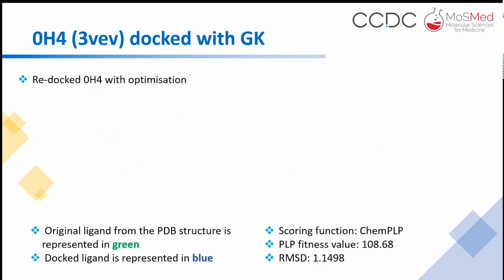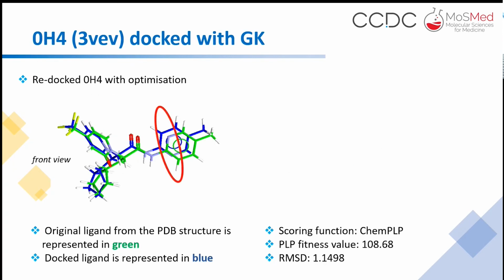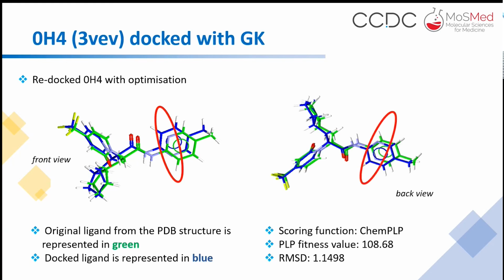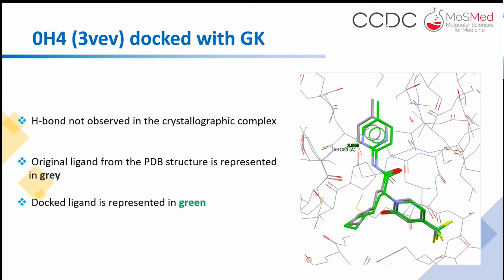But then for 3VEV, GOLD predicted a different pose to what the crystallographic ligand suggested. It suggested that the nitrogen should be oriented the other way around, which was unexpected. GOLD also suggested that a hydrogen bond should be present where the nitrogen was oriented in the docked ligand, but this was not seen in the crystallographic ligand.